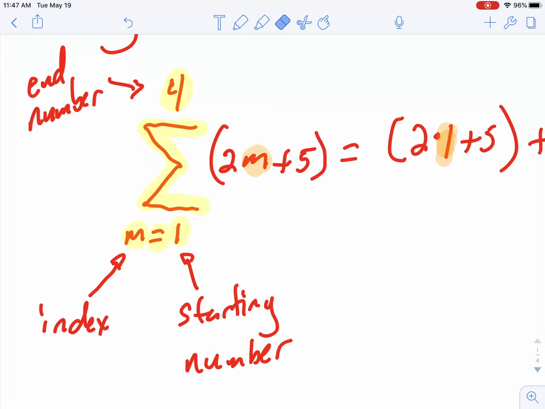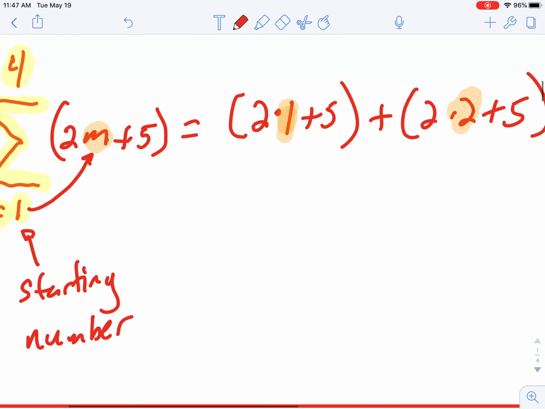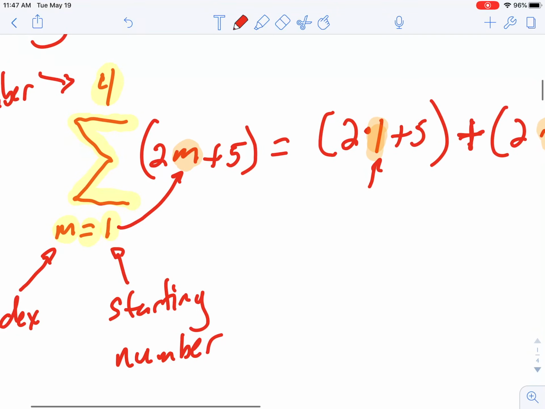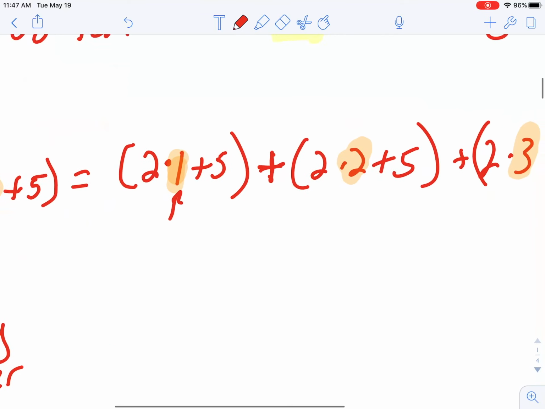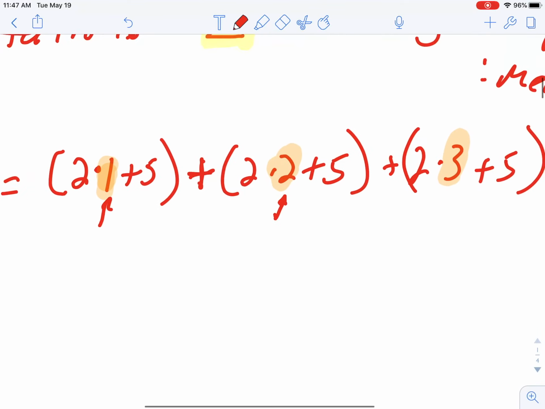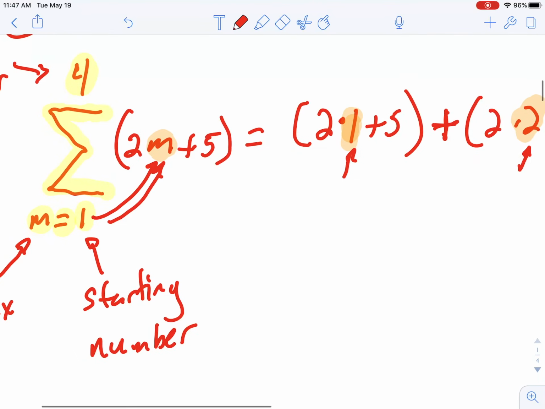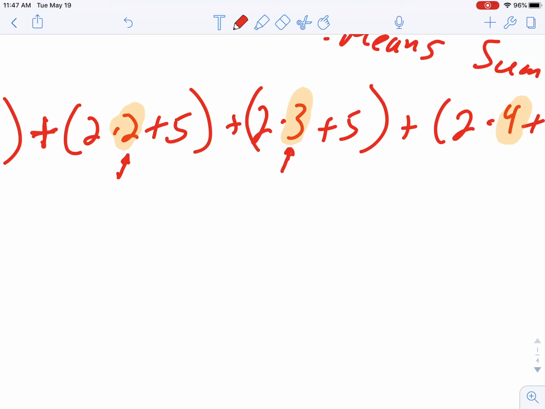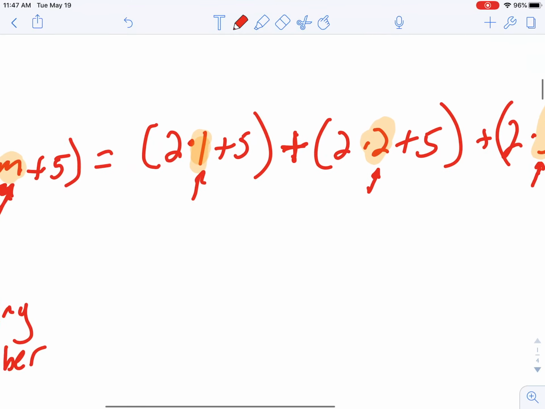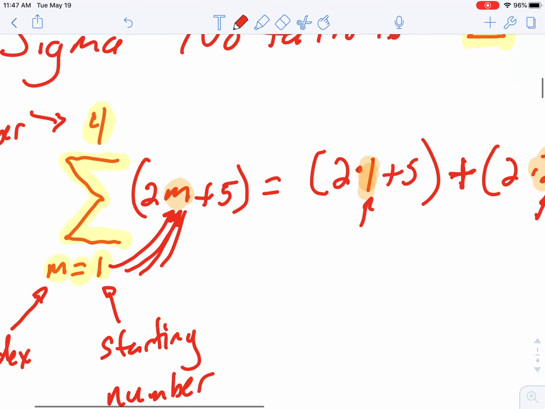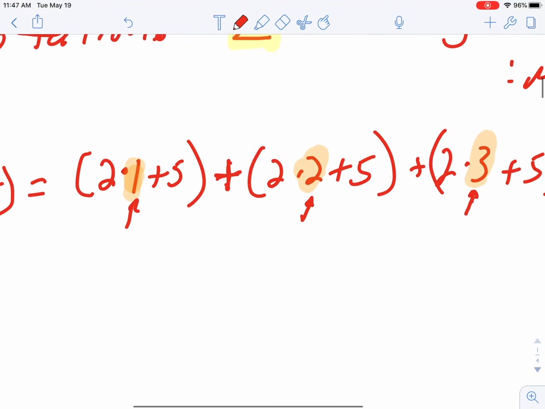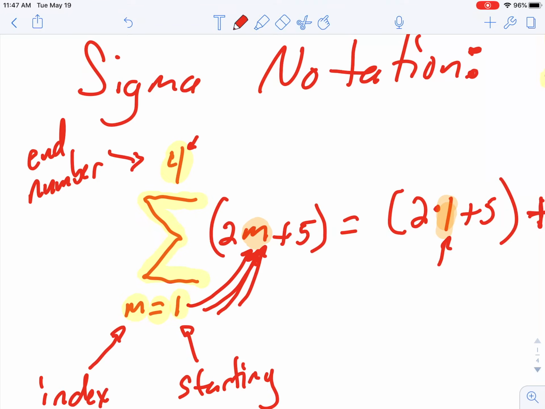So what that means is you're going to plug a 1 into this formula, which I have right here. Then you're going to put the plus sign and plug a 2 into that formula, like I have right here. And then another plus sign. Then you plug a 3 into that formula, like I have right here. Then another plus sign. Then you plug in a 4 for m into that formula, like I have right here. And then I stop at 4 because 4 is the last number.